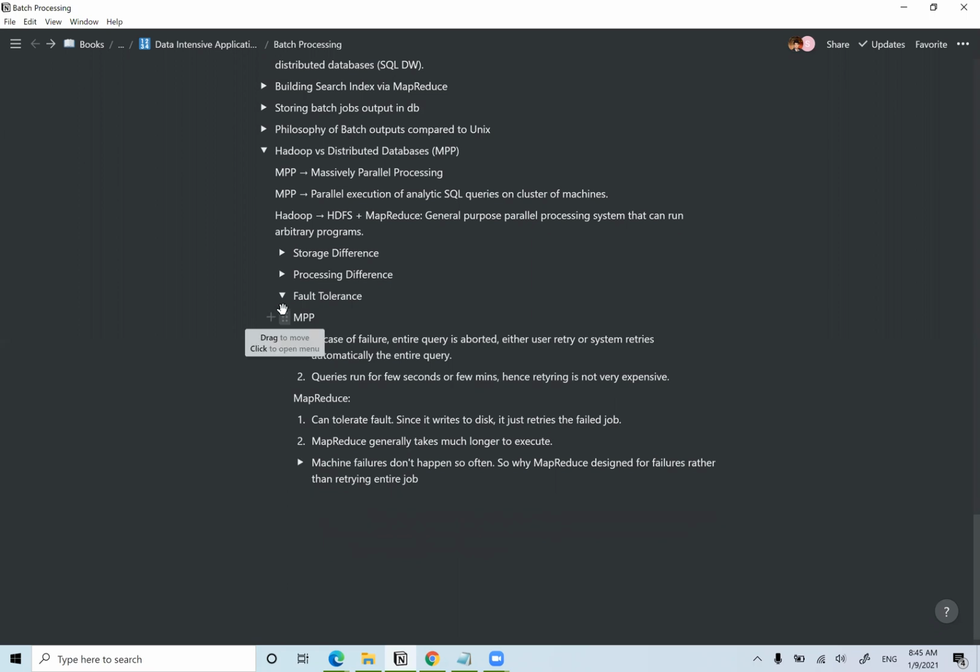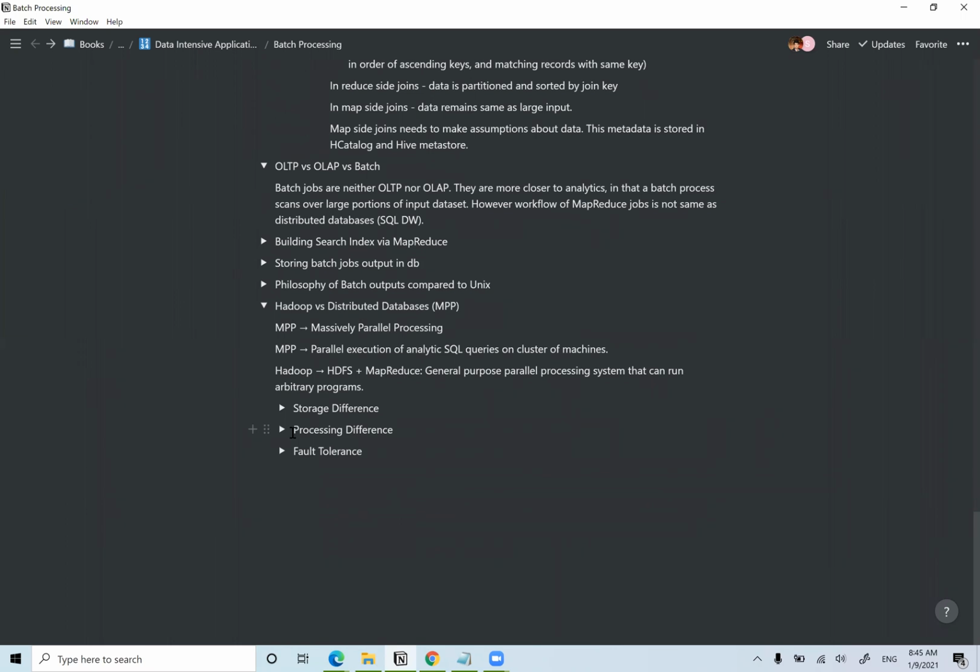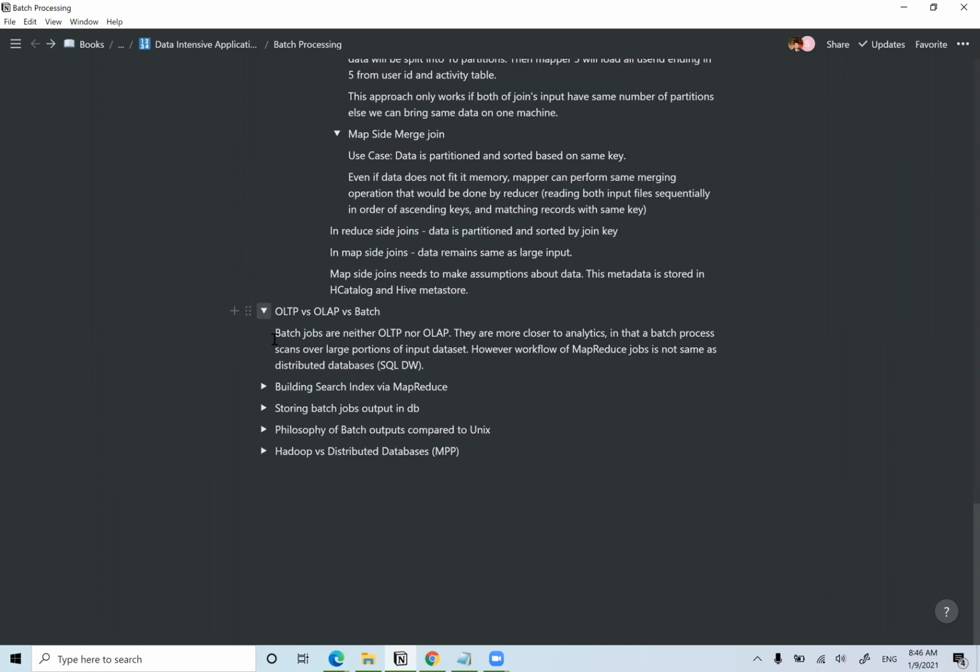So yeah, this was about fault tolerance. These were the differences between Hadoop and distributed databases, right? So we discussed the storage difference, processing difference, and the fault tolerance difference. I think that was pretty much it for today.